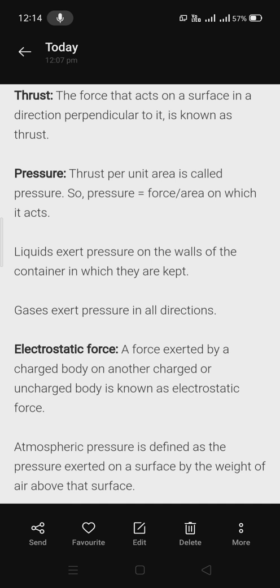Liquids also exert pressure on the walls of the container in which they are kept. Gases exert pressure in all directions. Next type of force is electrostatic force. The force exerted by a charged body on another charged or uncharged body is known as electrostatic force. Atmospheric pressure is defined as the pressure exerted on a surface by the weight of the air above that surface, or the pressure exerted by the air is called atmospheric pressure.